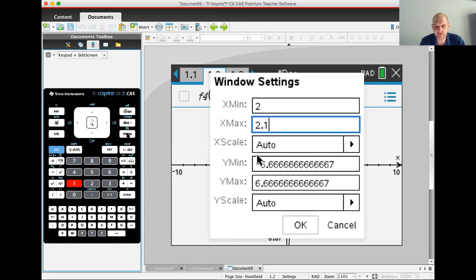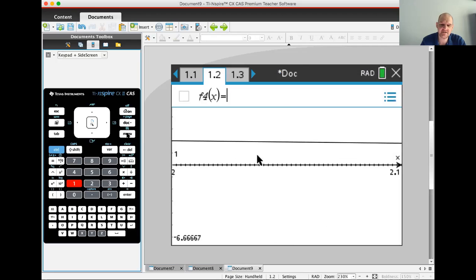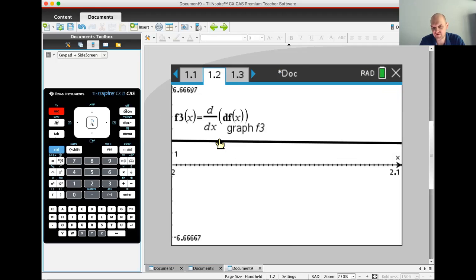I really only need to know between 2 and 2.1: is the second derivative positive? Is the second derivative negative? So it's definitely positive on the interval from 2 to 2.1, which means f of x is concave up on that interval. Concave up, tangent line is below, definitely getting an underestimate. So let's go back and write that up.